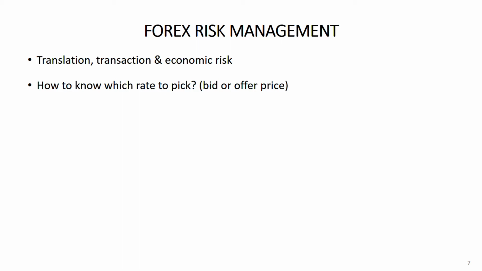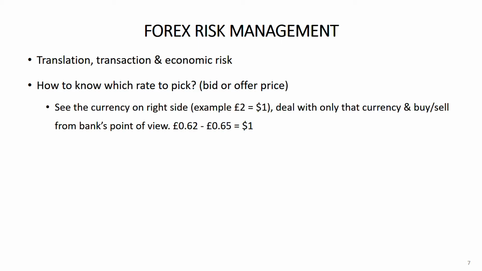Don't worry, I have made the work very simple for you. It's very easy. You just have to do this one thing, always, even in your financial management: see the currency on the right side. I have given an example also. Let's say 2 pounds is equal to $1. Just check the currency which is 1, on the right side. The right side currency is also known as the base currency. In this case, it is dollar.